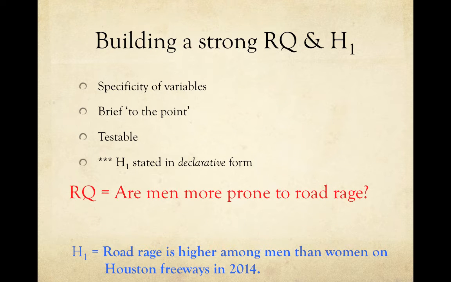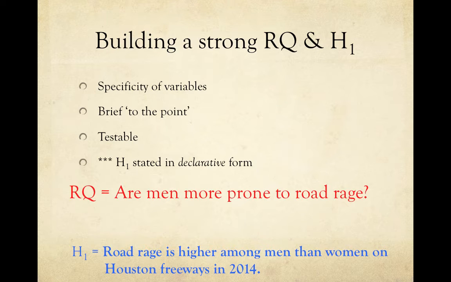Road rage is higher among men than women on Houston freeways in 2014. Not only is this a strong H1, we would also consider it a directional H1, or directional hypothesis, since we have specified the relationship between road rage and gender. For example, men have higher incidence than women.